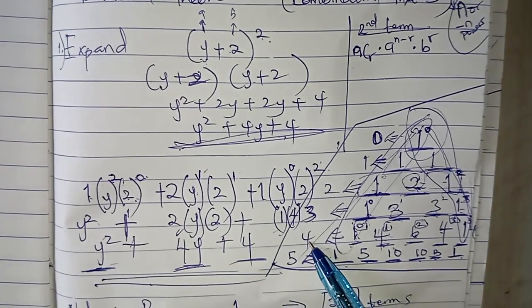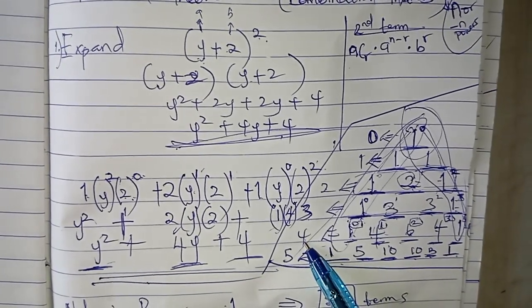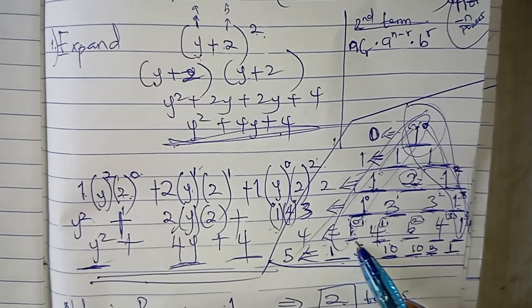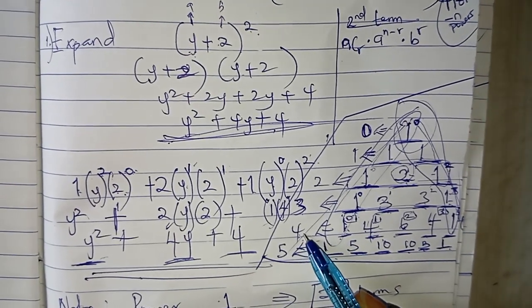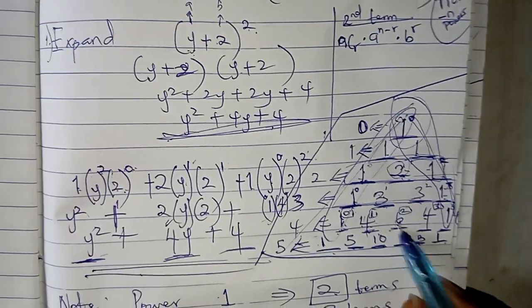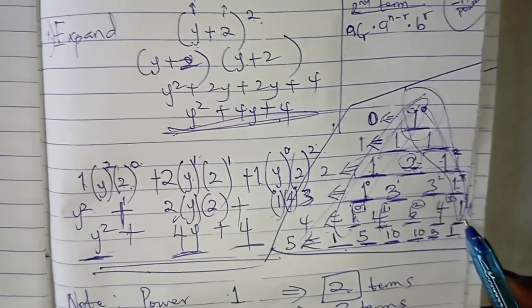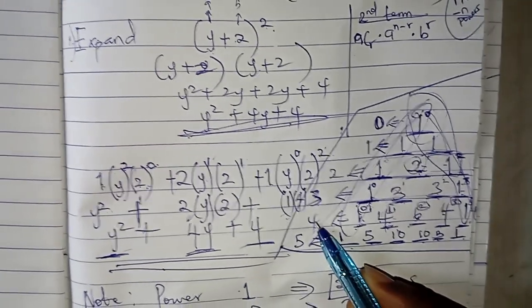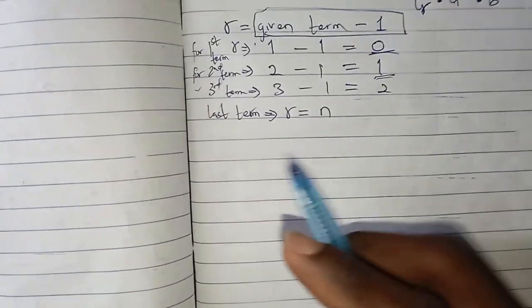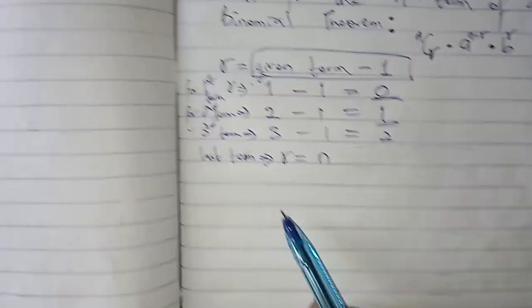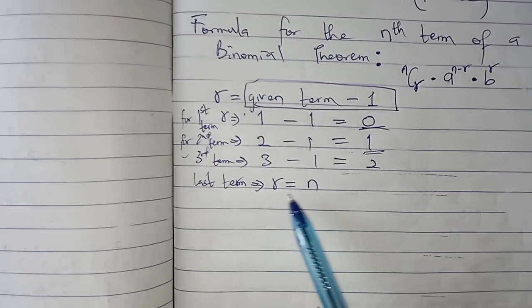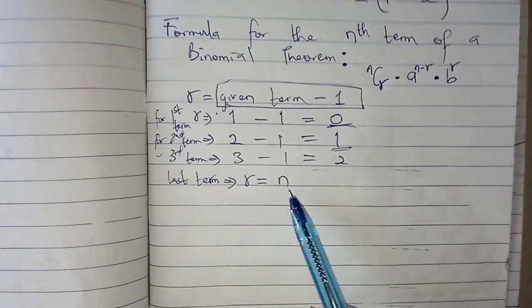Let's say n is 4, the power is 4, and I want to find r. Notice that the total number of terms I will have when the power is 4 is 5 terms: 1, 2, 3, 4, 5. So the last term will be 5. 5 minus 1 will be equal to the power 4. So whenever the question tells you to find the last term, just use r equal to the power, which is n.